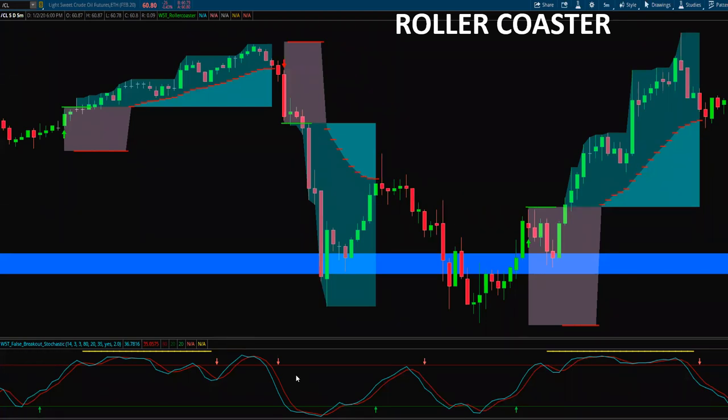The false breakout stochastic is part of the Elliott wave indicator suite, Niljan. But all I've done is put it on this particular slide just to show you what that looks like. I'm going to take it off on the next one because you don't need it.